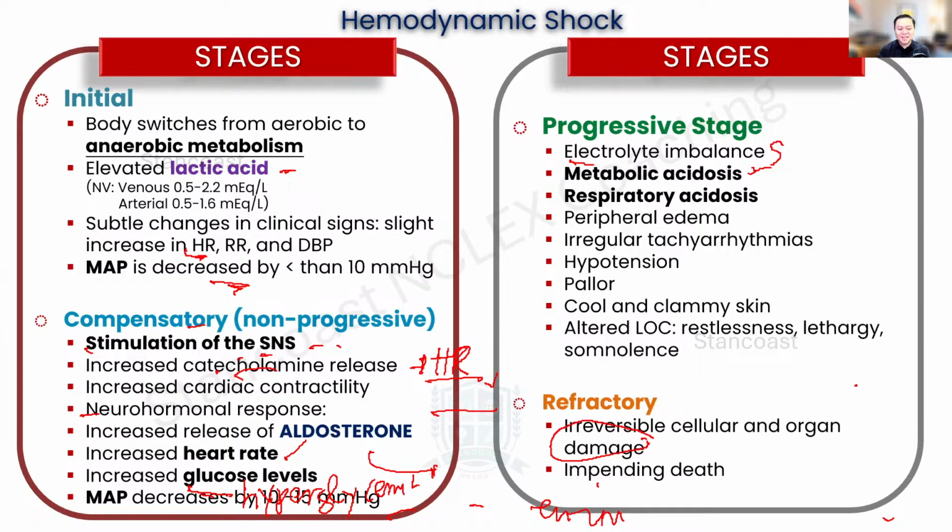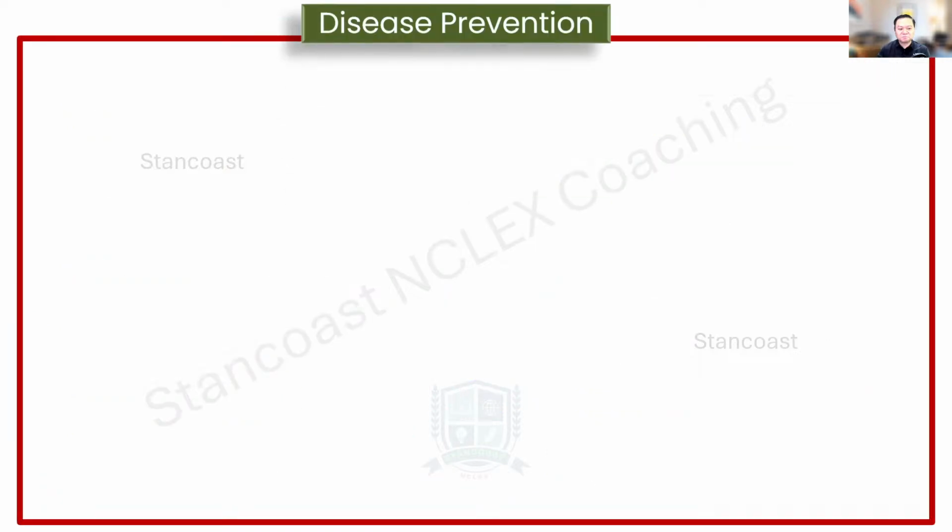Now, let's talk about disease prevention, and this is going to be a common question in the NCLEX. They usually would like to ask you if you're able to promote health to your patient before a problem can set in. They will ask you what could possibly be done for this patient before a complication can set in. So let's talk about the cardiogenic shock. What can you do for this patient before they can lead into shock?